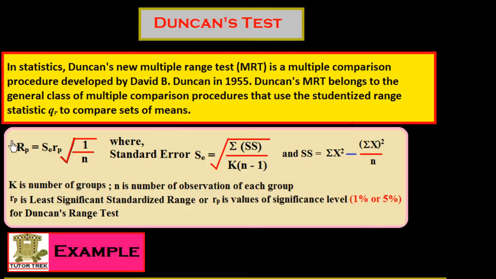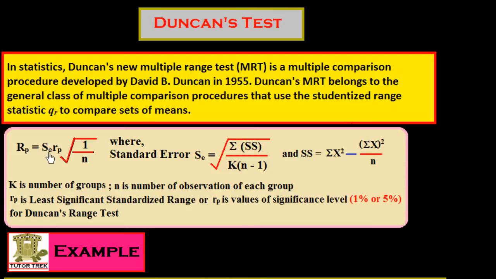Here you see the procedure of how we get the Duncan test. I have written some formulas in this table. Here you see SE into RP into square root of 1 over n, where SE is the standard error, which would be calculated through this formula. It is the square root of summation of SS over K into n minus 1, and SS is equal to summation of x square minus summation of x whole square over n.